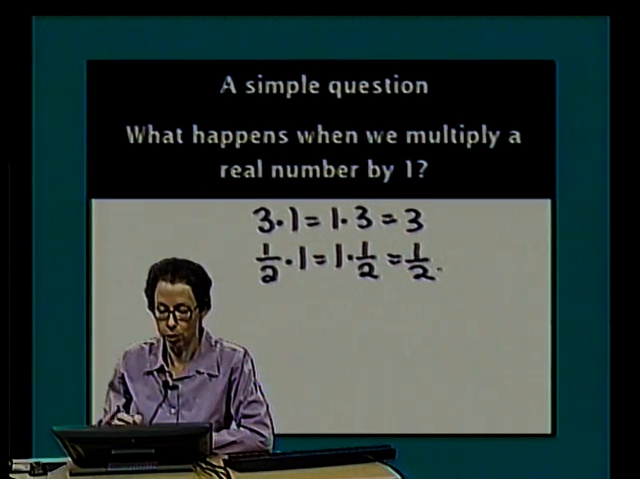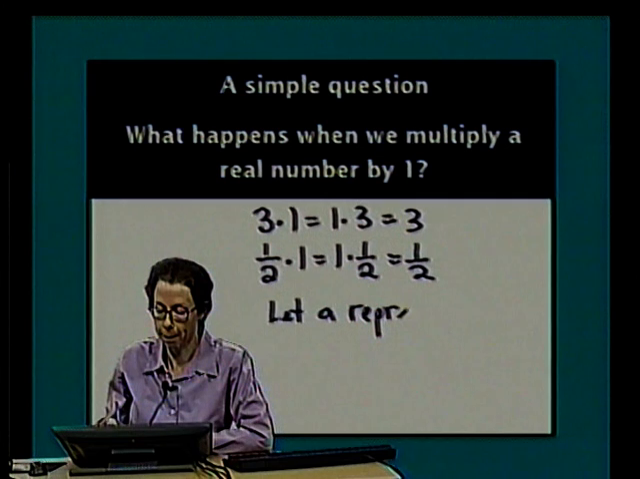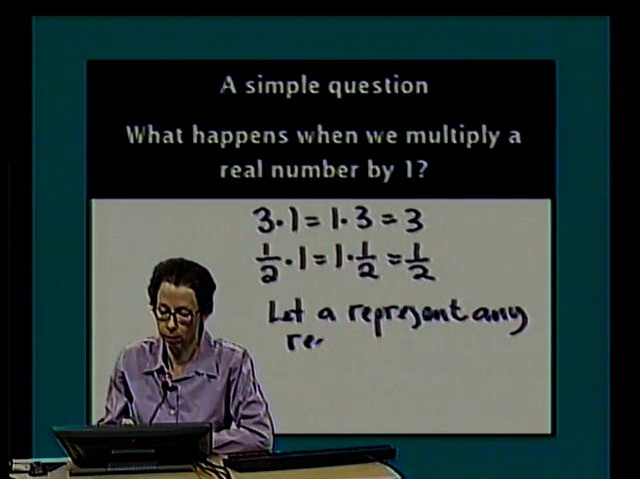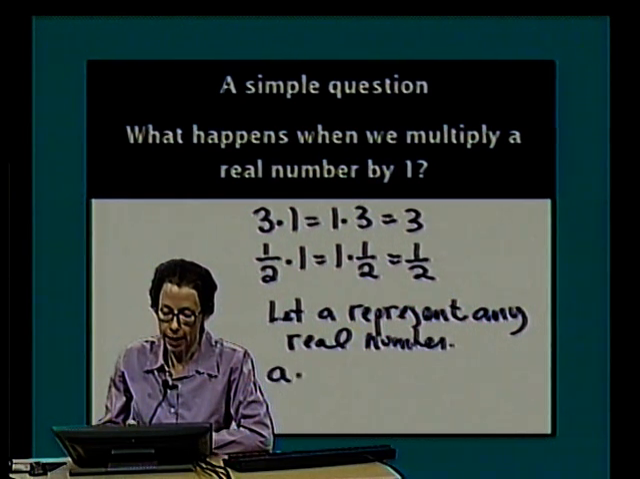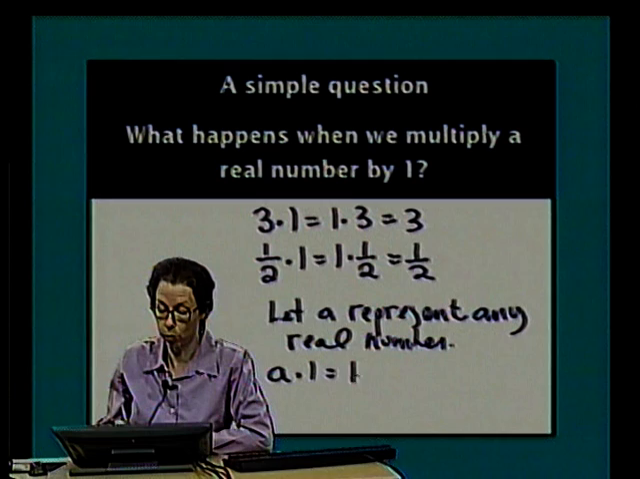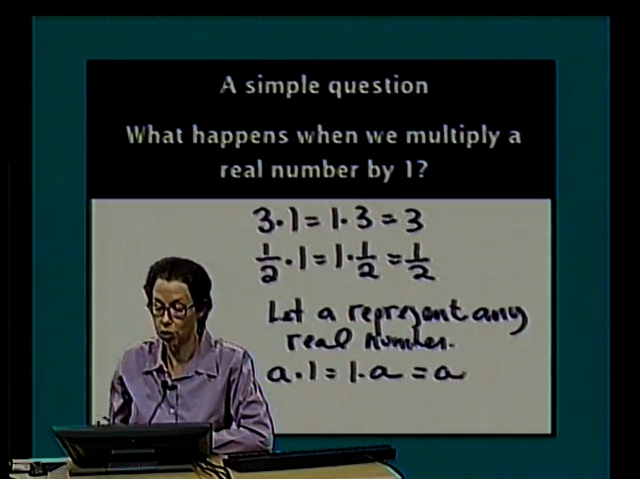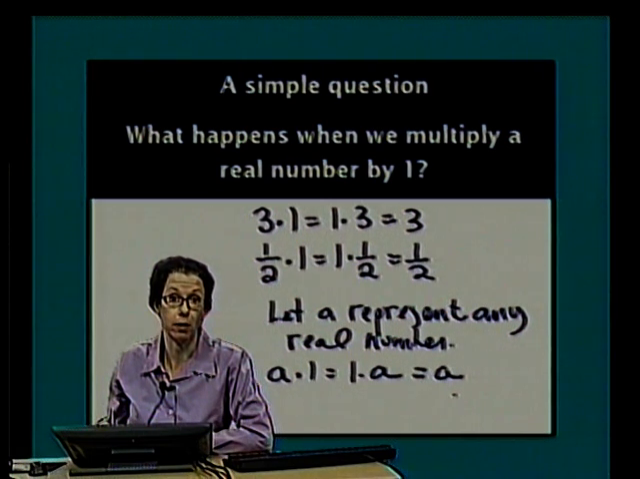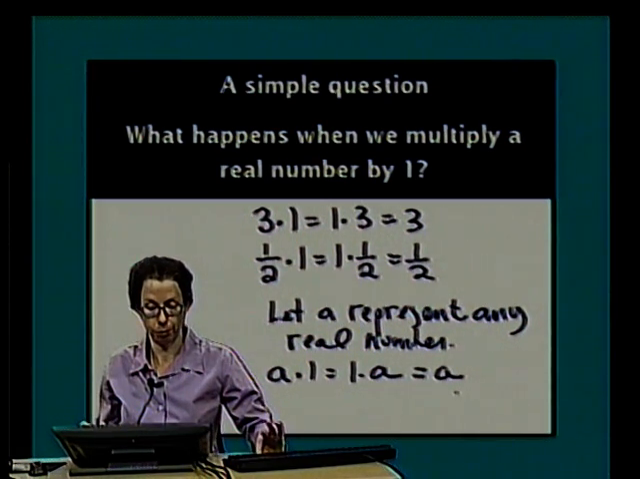And I can write this in general. If A is any real number, I can write that A times 1 equals 1 times A, which is just A. This is a formal way of stating that 1 is the multiplicative identity.